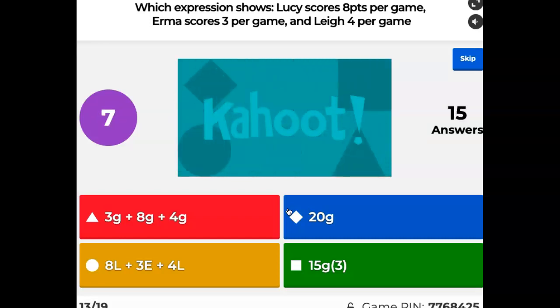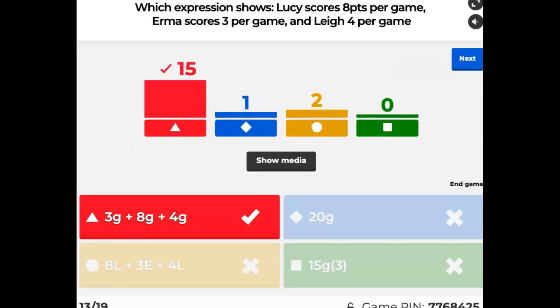Why do you think that yellow should not be an answer? They are all games, different variables, even though all of them say per game. Correct, so they are not the same. So they are all per game, so the variable should be represented the same way.